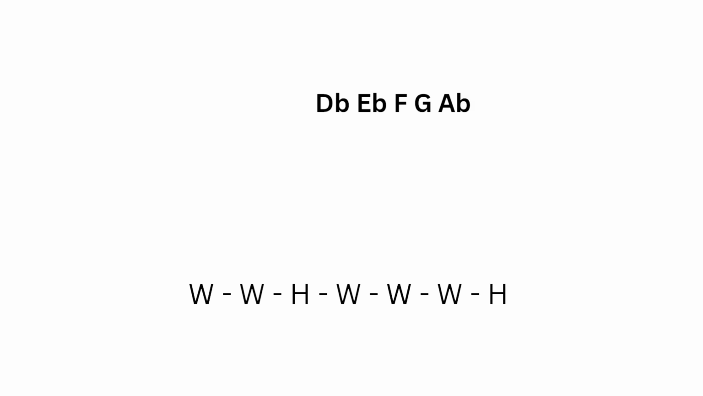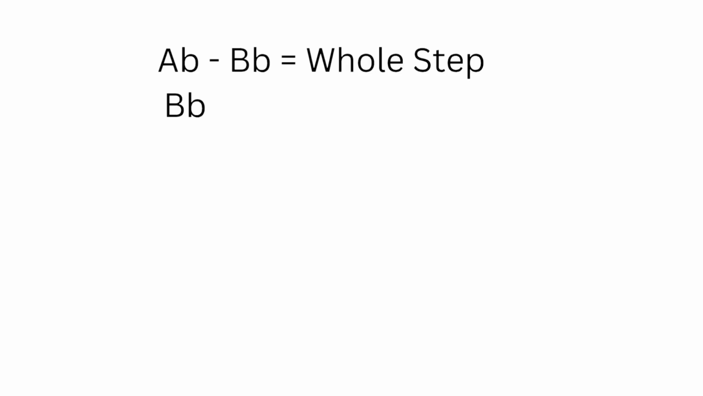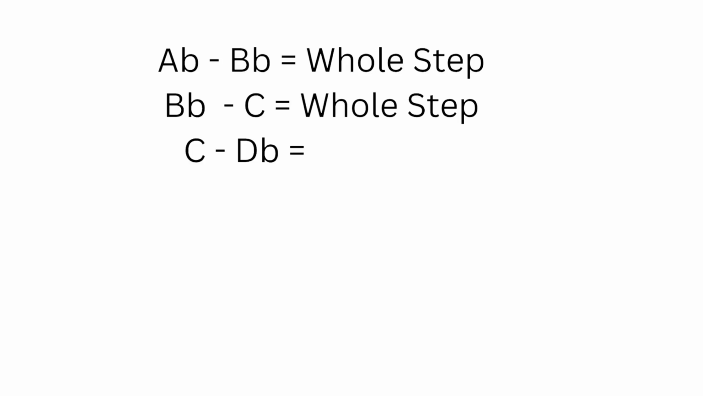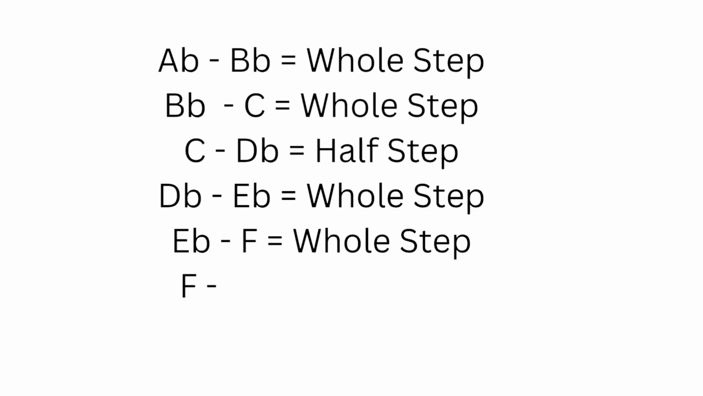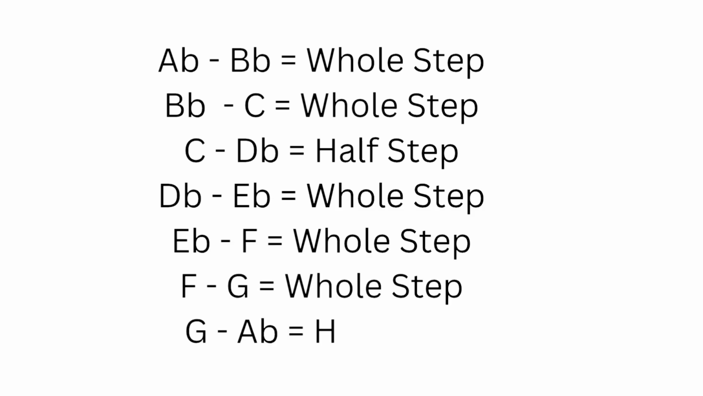the half step, where A flat to B flat is a whole step, B flat to C is a whole step, C to D flat is a half step, D flat to E flat is a whole step, E flat to F again is a whole step, F to G is a whole step, and G to A flat again is a half step.